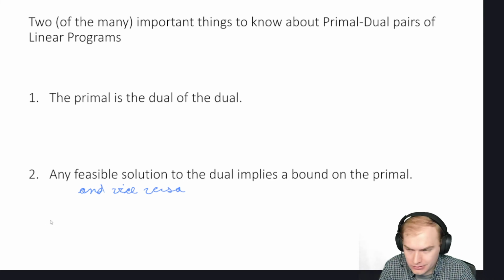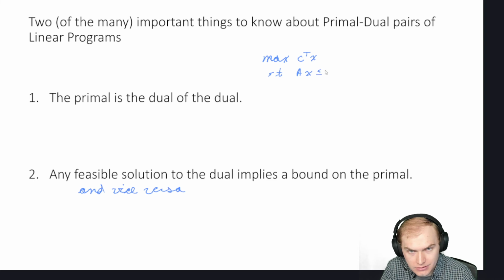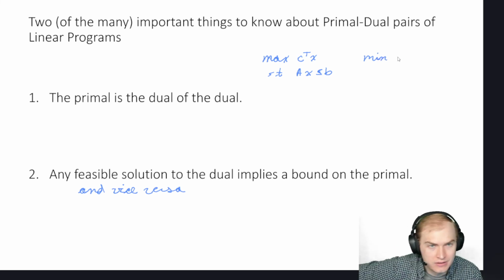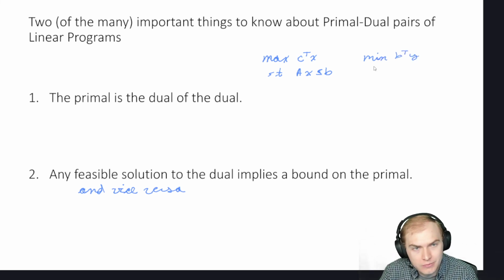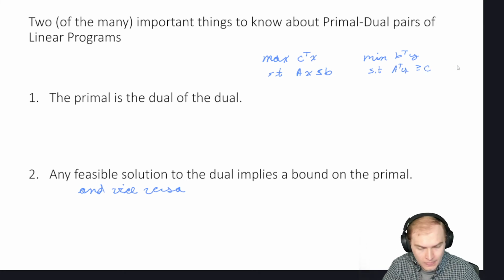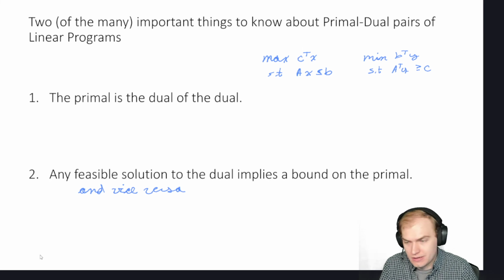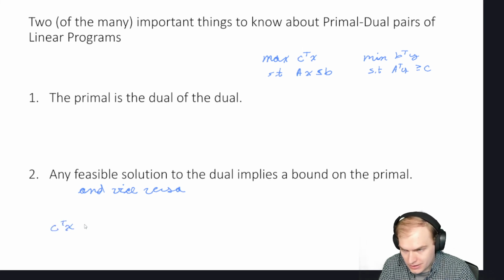I'm going to prove that a little bit. The book does a similar thing. Remember, we had maximize C transpose X such that AX was less than or equal to B, and its dual was minimize B transpose Y such that A transpose Y was greater than or equal to C. So let's look at the objective function, C transpose X.